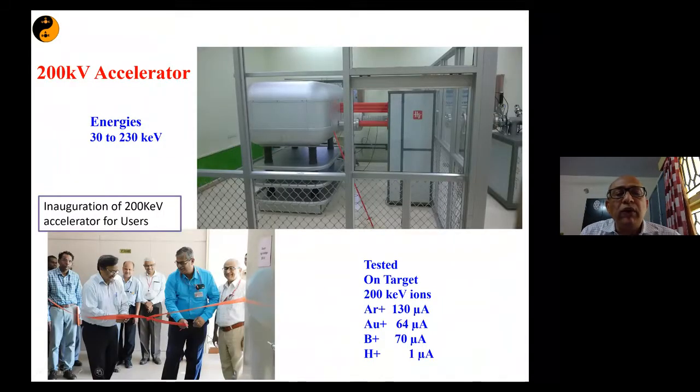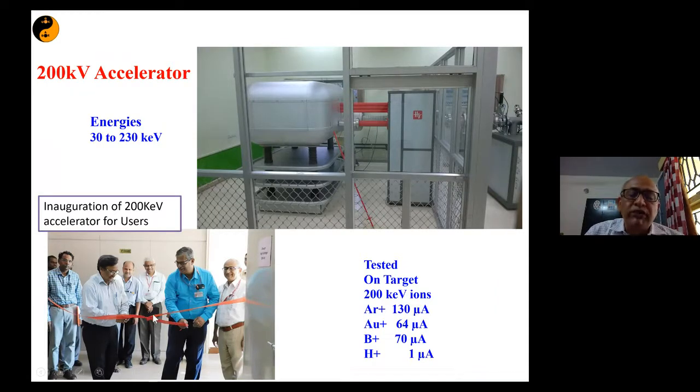So now I come to a very new facility which has been established in Kalpakkam node, a 200 kV accelerator. This has been commissioned, and now we have got the AERB clearance, and formally it was opened by our director, Dr. A.K. Bhadri, and ex-director of UGC DAE CSR, Dr. A.K. Sinha, on 11th March 2020, and it was open for all the users. Unfortunately, as I told you, soon after that we had this situation of COVID-19, so it could not be used.